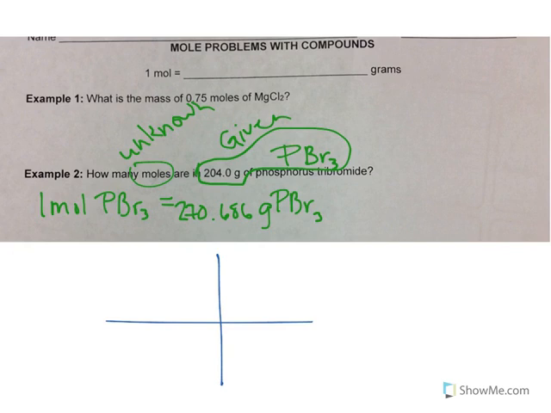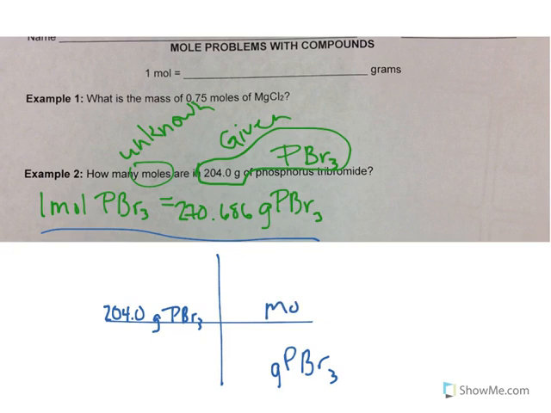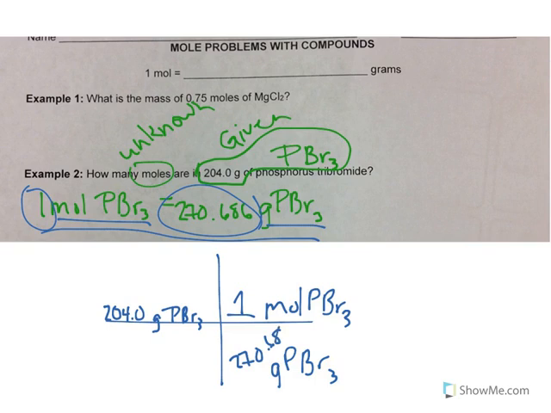So the given goes top left with units. So I'm going to take that 204.0 grams of PBr3. Top left matches bottom right in units, so I'm going to pull that grams of PBr3 down. And we're trying to get from grams to moles, and I have an equality that goes grams to moles, so I can do that. Okay. Next to moles of PBr3, we have a 1. Next to grams of PBr3, we have our molar mass, so we're going to put that 270.686 in there.